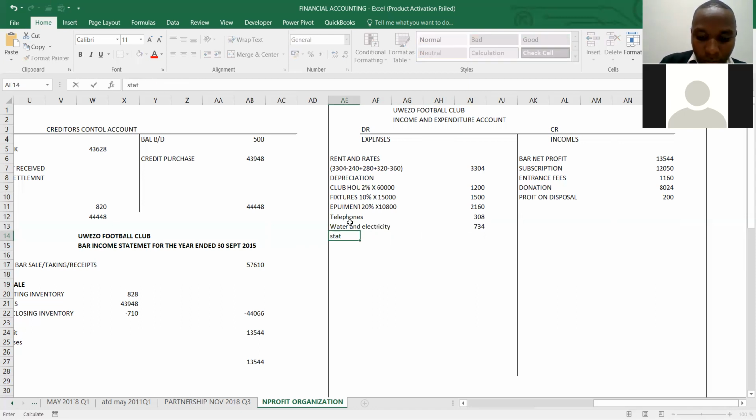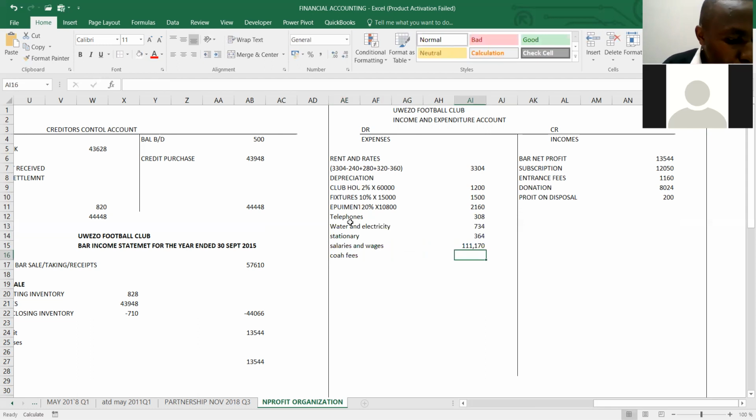There is stationery, how much? 364. Then we have salaries and wages, 11,170. What's the coach fee? 3,000. We have field expense, that is 22,400. What else? General expense, 74.